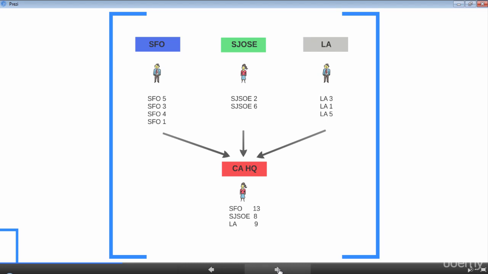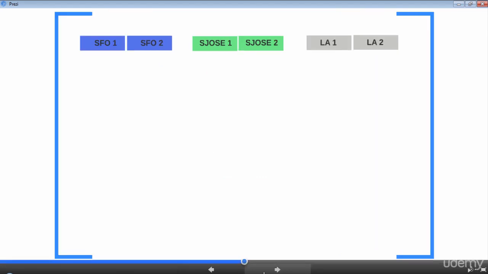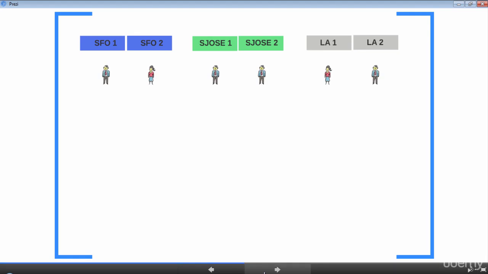Next year around, you're asked to do the same job. You have all the resources you want, but this time you have 2 months to finish the task. What would you do? Remember, you have all the resources you want, so you would simply double the number of people to perform the task. You will divide SFO into 2 divisions and add 1 person to each division. And you will do the same thing for San Jose and same for LA. Each person responsible for a division will perform the same task as before.